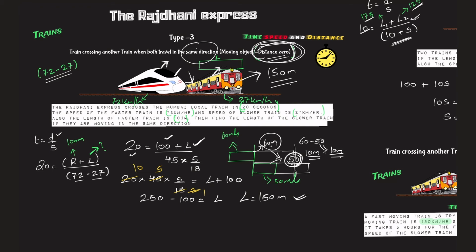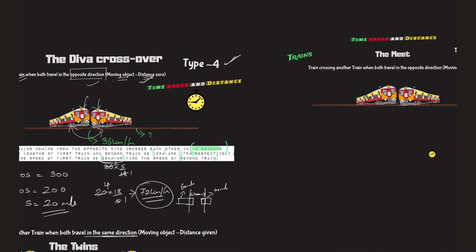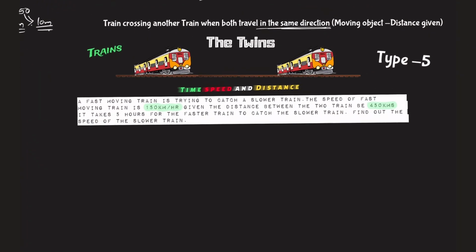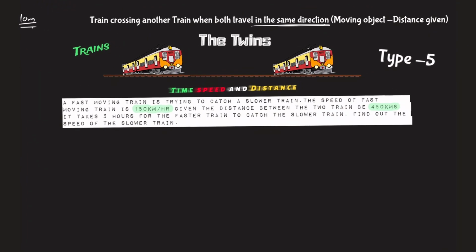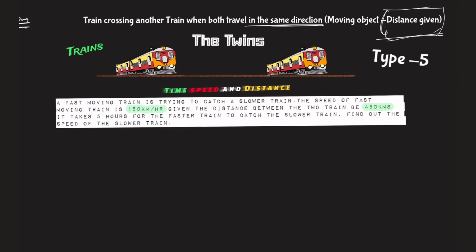But now what is given here is the distance between the two trains. Let's move on to this. Yes, these are twins. The distance between the two trains is given, and that's what makes this type different. Two trains are there, yes, they are traveling in the same direction, just like your type 3, but in this case I am being given the distance between the two trains. And what is being asked of me: when will this train catch this train?